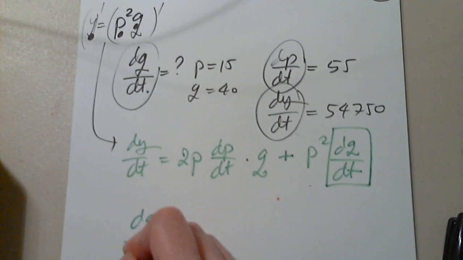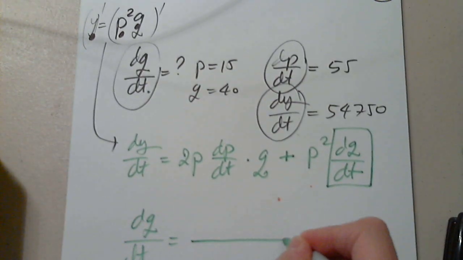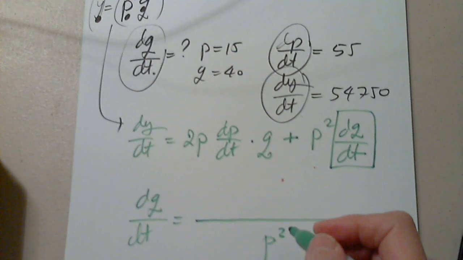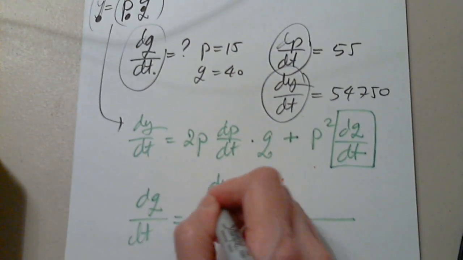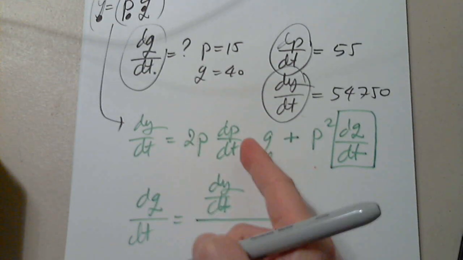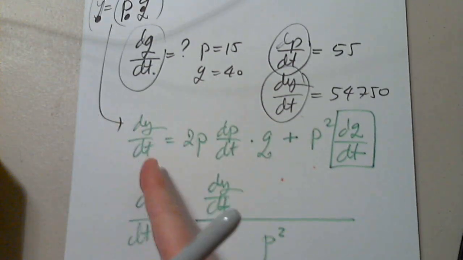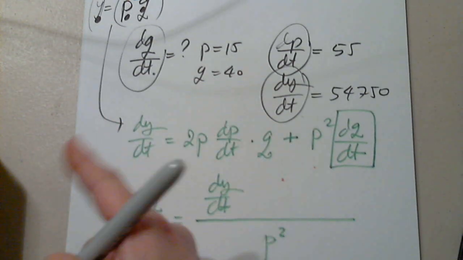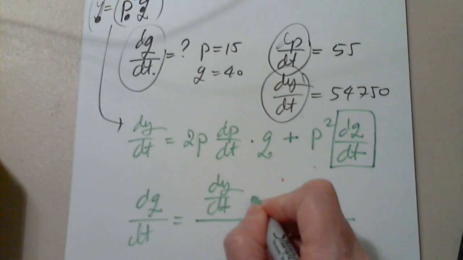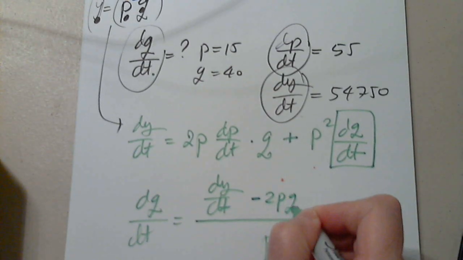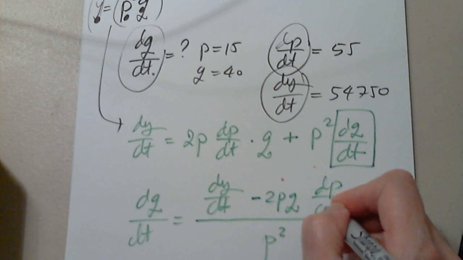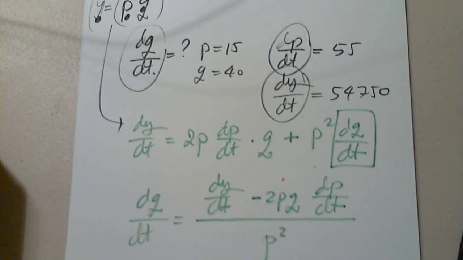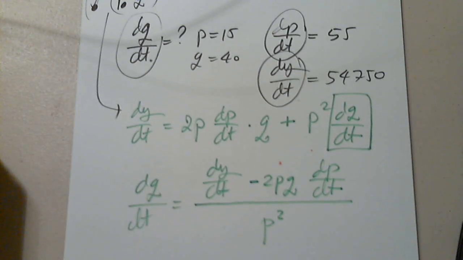So dq over dt will be dy over dt minus, because this term doesn't have the variable, it goes to the other side, as minus 2pq dp over dt. It's done. I just want to plug in the numbers.